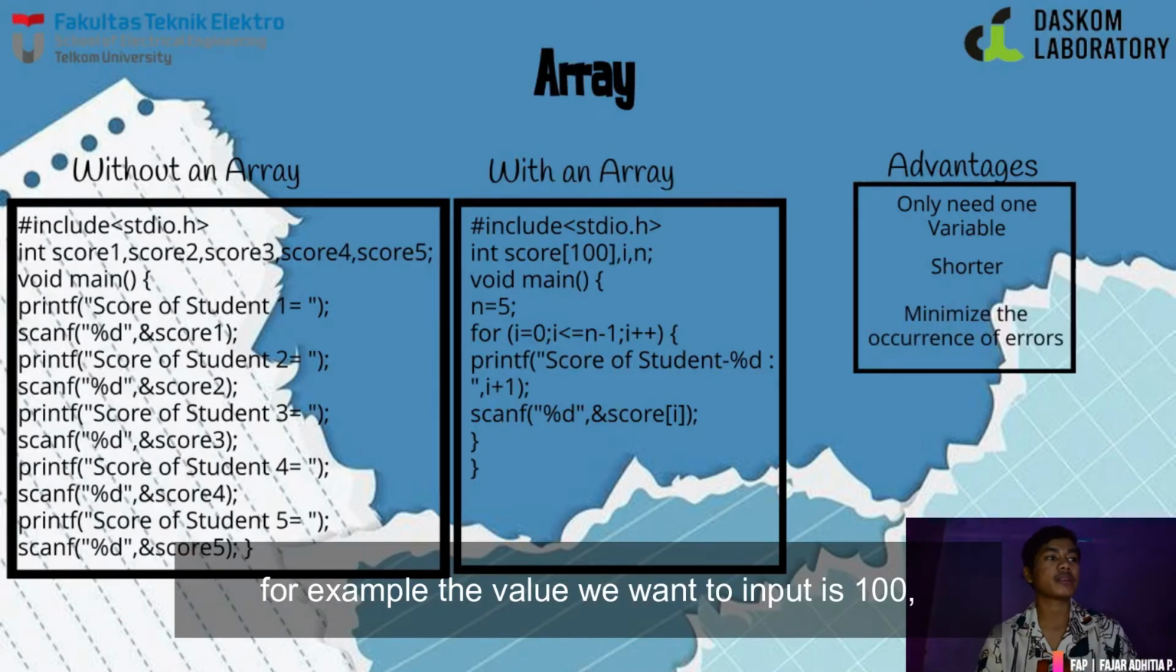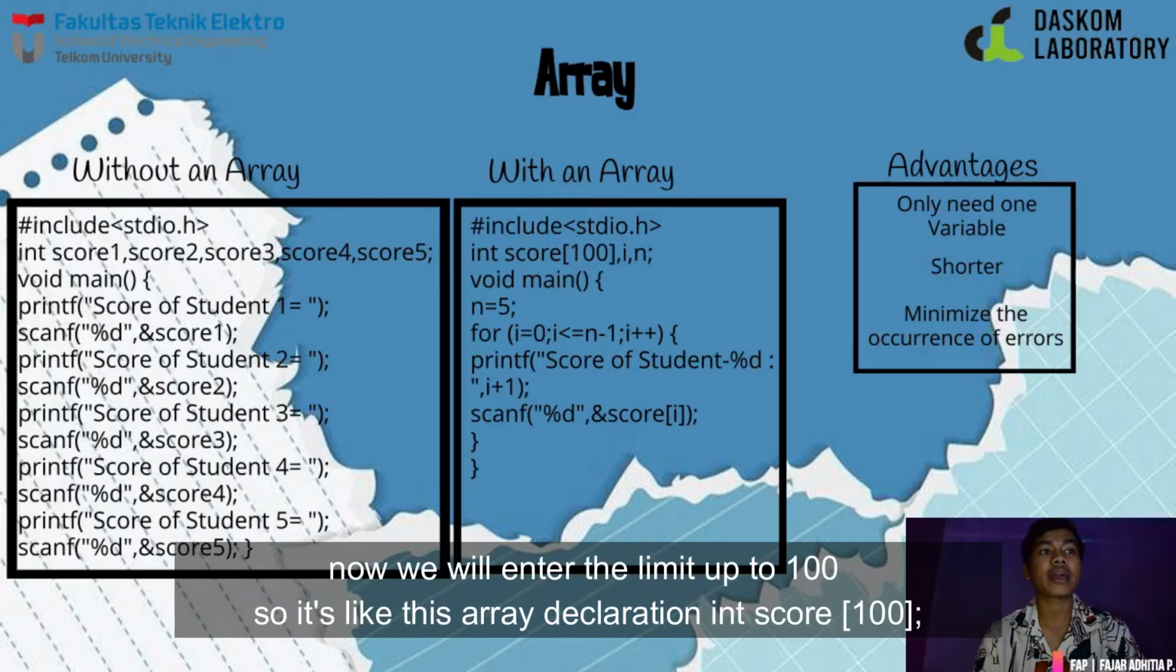For example, the number of values we want to input is 100. Now we will enter the limit up to 100. So the array declaration is like this: int score, square brackets open 100 and square brackets close. Don't forget to use a semicolon.